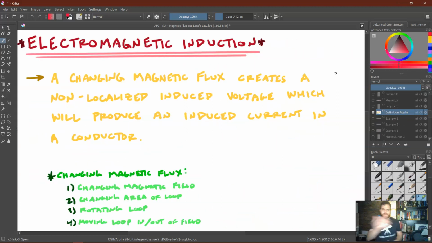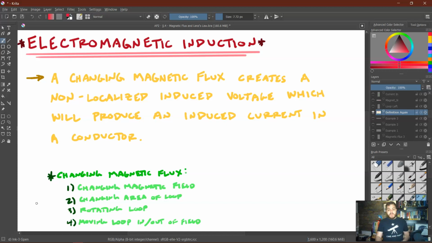So once again, let's return to this definition for electromagnetic induction. It said a changing magnetic flux. So how do we get a magnetic flux to change? Well, there's about 4 different ways we can do it. 1, we can change the strength of the magnetic field. We can turn it up or turn it down. 2, we can change the area of the loop. You can make the area bigger or smaller.